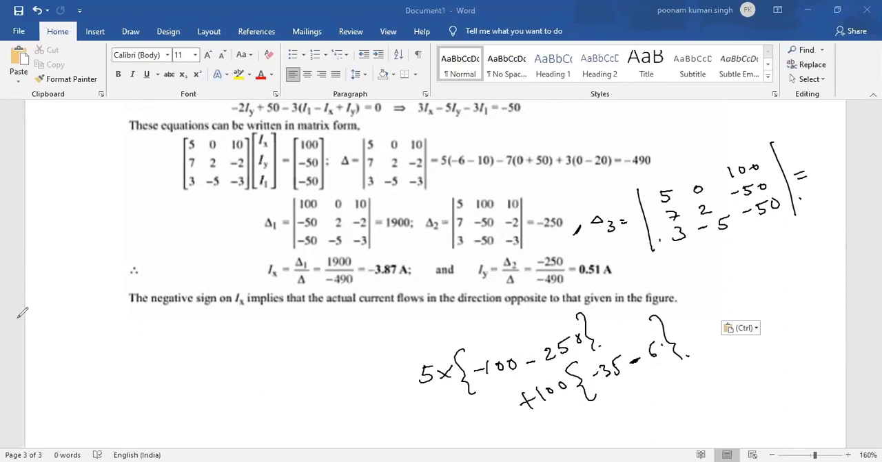Okay, so this is my 1750 and this is minus 2160. Okay, so this is 1750. What you got? Answer? Students, please tell me what is the answer of this. I got minus 2160, sir. Okay, just a moment.